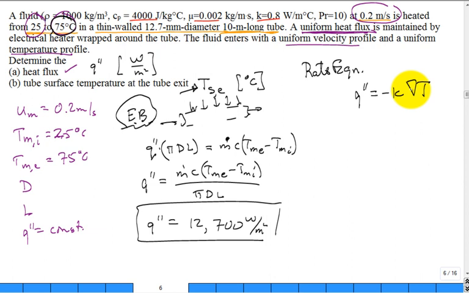Okay, try another rate equation. q double prime equals epsilon sigma T to the fourth. That's a great rate equation, but it's for thermal radiation. We have convection here. We want the right rate equation for convection. I'm going to pause, walk around, and see if you can pick it up from there.